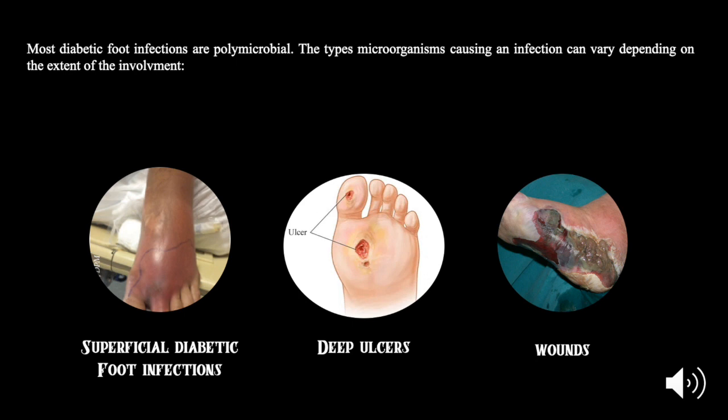For example, superficial diabetic foot infections like cellulitis are mainly caused by aerobic gram-positive cocci, which include Staphylococcus aureus, Streptococcus agalactiae, Streptococcus pyogenes, and coagulase-negative staphylococci. Next are deep ulcers that are chronically infected or have been previously treated with antibiotics. These types of ulcers are also polymicrobial.